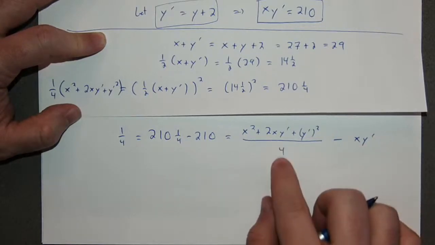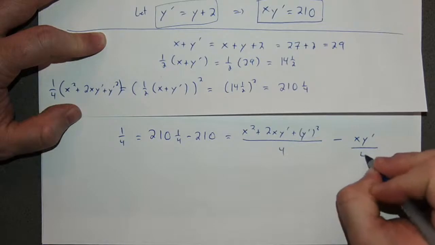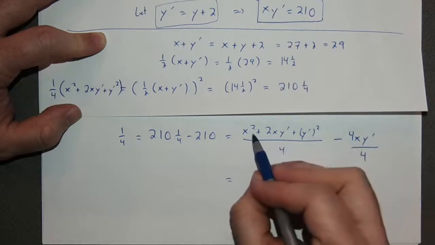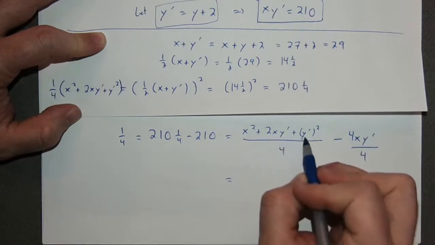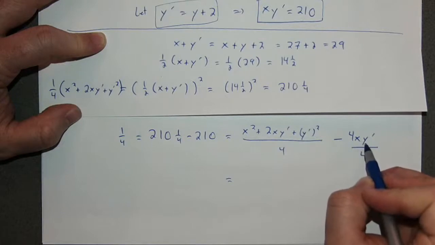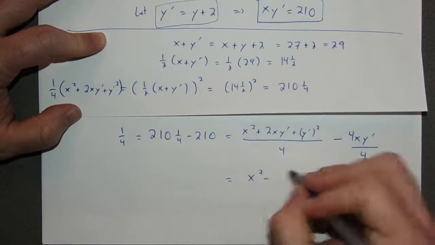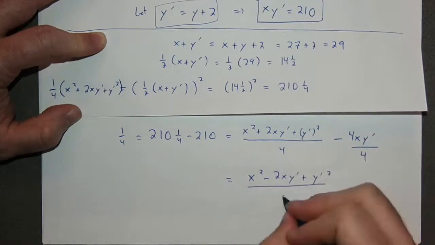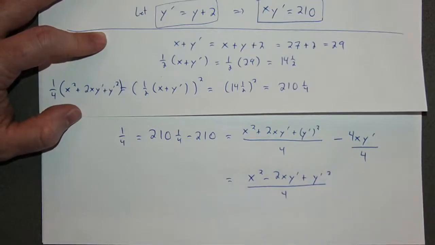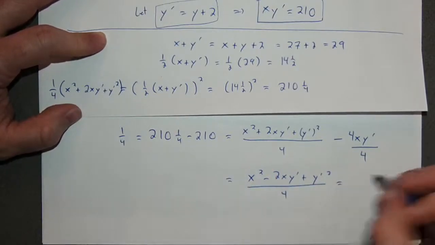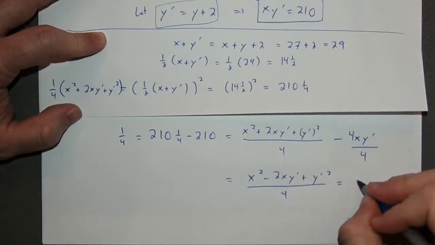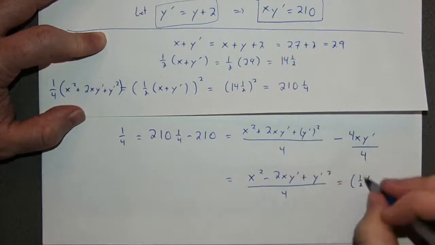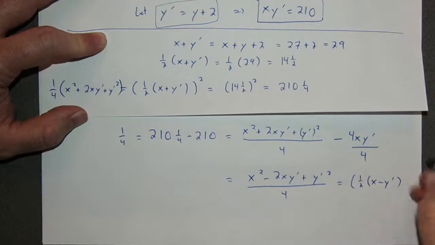How does this simplify? If I want to get a common denominator, I could use a common denominator of 4 and have 4 multiplying xy prime. When I do that, I would have x squared plus 2xy prime plus y prime squared minus 4xy prime. So this becomes x squared minus 2xy prime plus y prime squared all over 4. Why would the scribe do this? Because now this nicely factors. This is also a square. This is actually 1 half times (x minus y prime) squared.